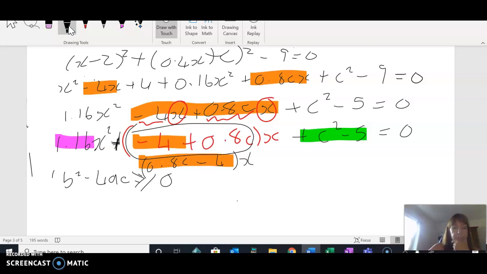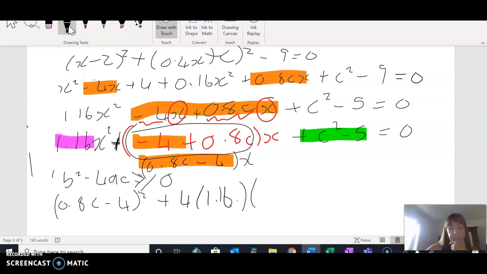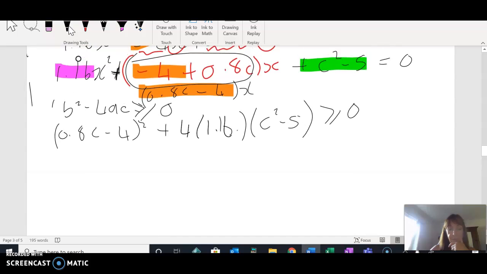So b squared is going to give me 0.8c minus 4 all squared plus 4 times 1.16. That's a. C is c squared minus 5. Different c's to what I'm talking about. And we're looking for that greater than or equal to 0. Hope that makes sense so far. Let's expand that.